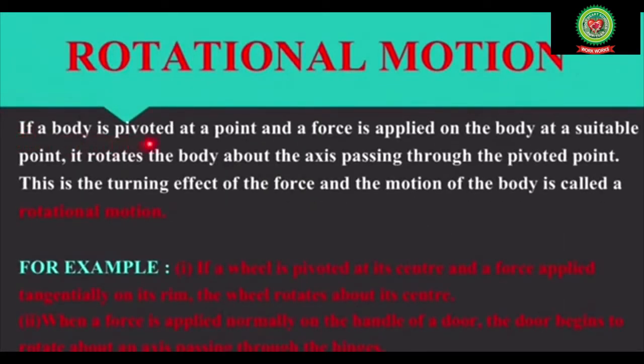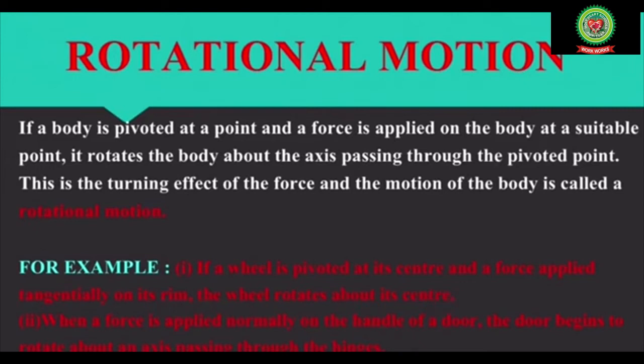If a body is pivoted at a point and a force is applied on the body at a suitable point, it rotates the body about the axis passing through the pivoted point. This is the turning effect of the force, and the motion of the body is called a rotational motion. For example, if a wheel is pivoted at its center and a force is applied tangentially on its rim, tangentially means along the tangent, in the direction of tangent, the wheel rotates about its center.